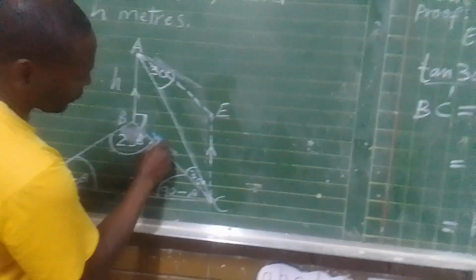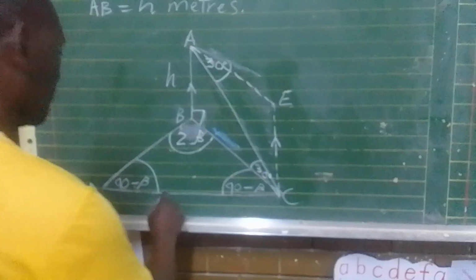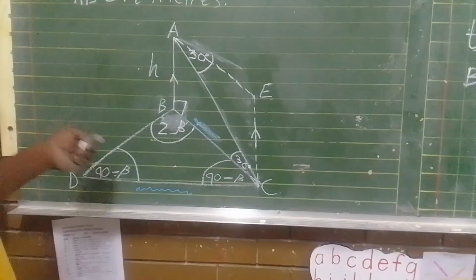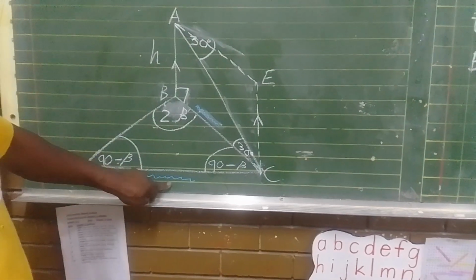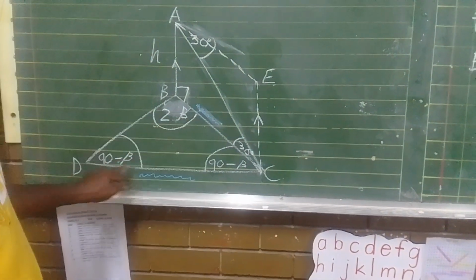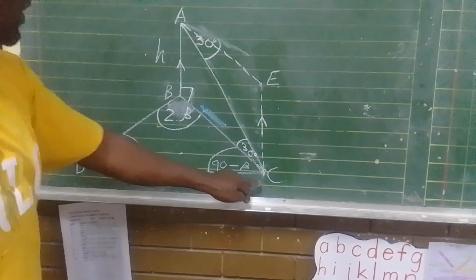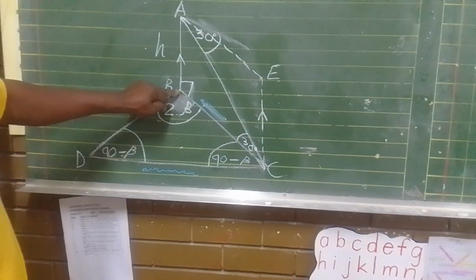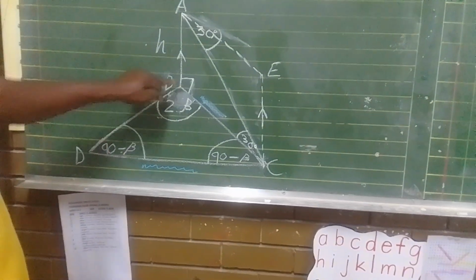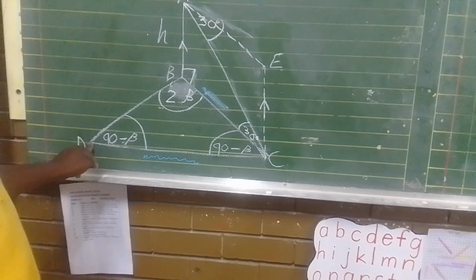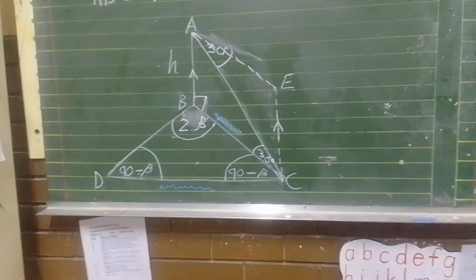This side we need, this side is required. So this side includes that angle, and this side includes that angle. So if you say DC over sine B is equal to BC over sine D, that is a sine rule. We are applying the sine rule in that one.